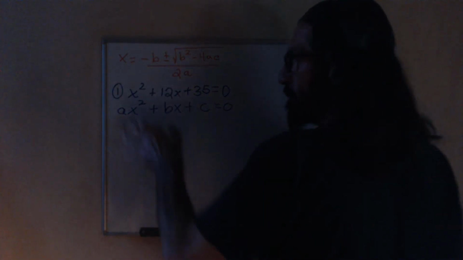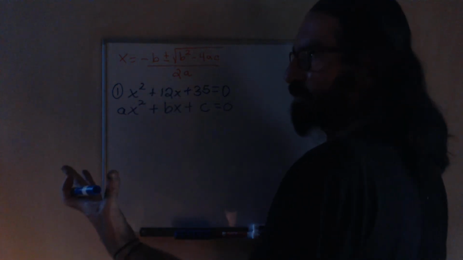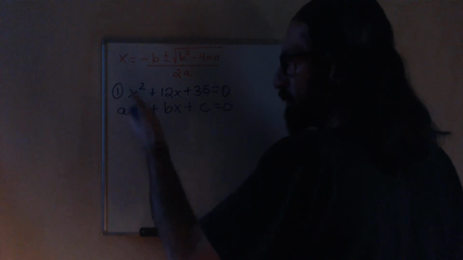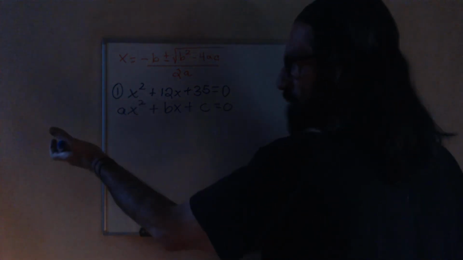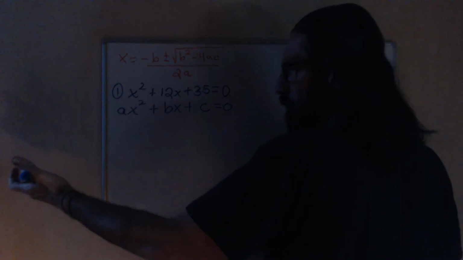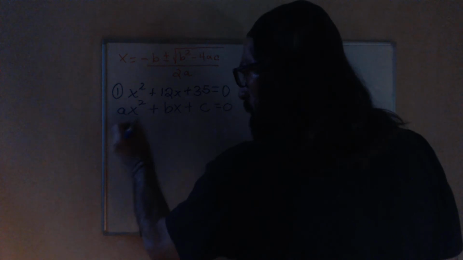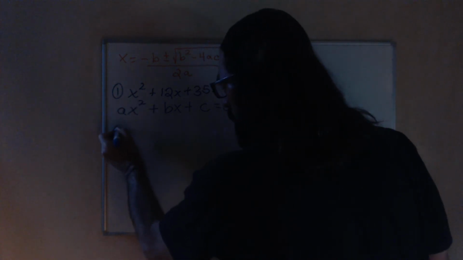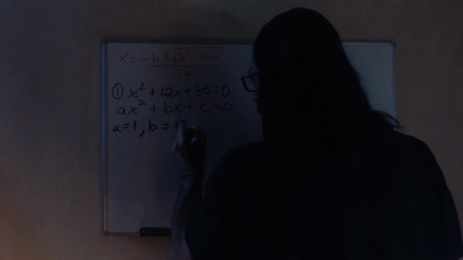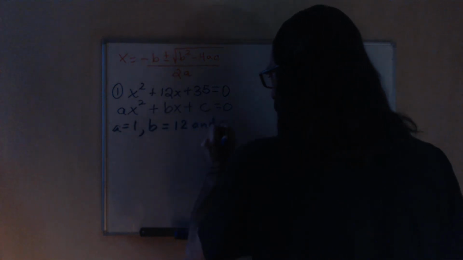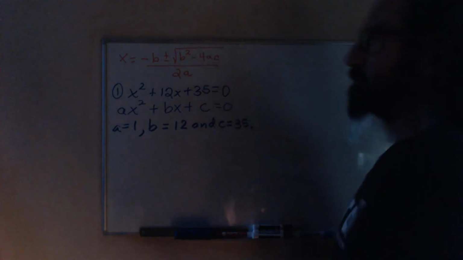By the way, in the standard form of a quadratic equation, this is something that's already been talked about, but a cannot be 0. If it was 0, that would mean you don't have an x squared term at all. It wouldn't be a quadratic equation. So, a is 1, b is 12, and c is 35. We're going to plug that in.